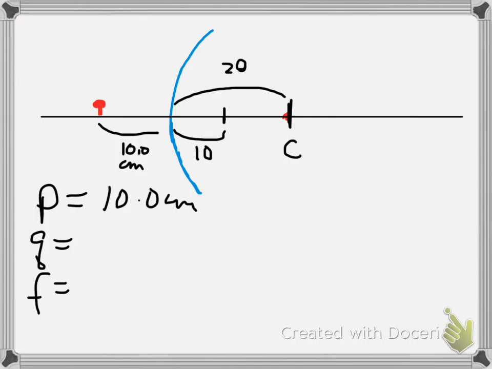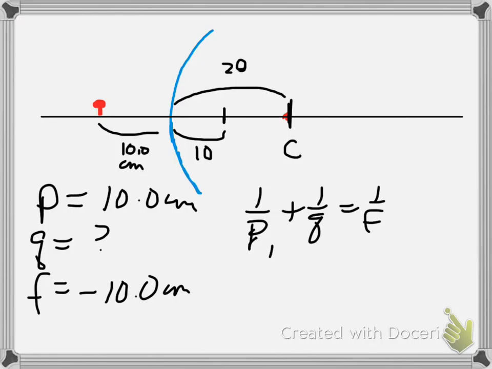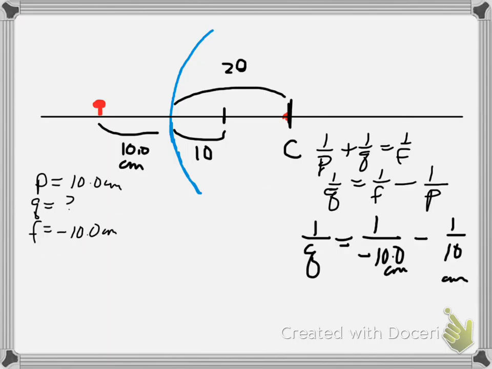10.0 centimeters. Q is what I'd like to know. What's my F? Negative 10.0 centimeters. So 1 over P plus 1 over Q equals 1 over F. 1 over Q equals 1 over F minus 1 over P. All right, let me shrink some things. Got our numbers in. Now let's get a raw number for Q. What's your Q? Negative 5.